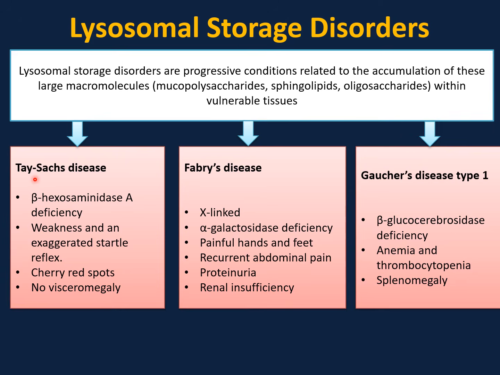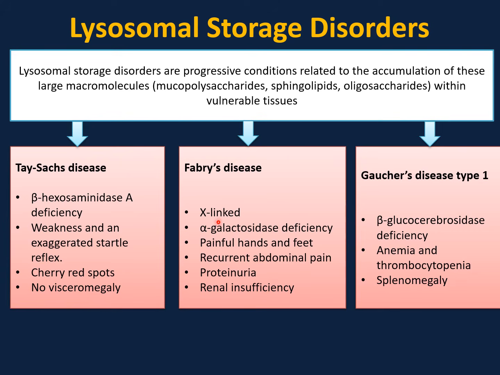Another common lysosomal storage disorder is Tay-Sachs disease. It's common in Ashkenazi Jewish but can occur in any other ethnic group. Associated with beta-hexosaminidase deficiency, presents with weakness and exaggerated startle reflex or myoclonic seizure triggered by voice or loud noise. They have cherry red spots in the retina and no visceromegaly.